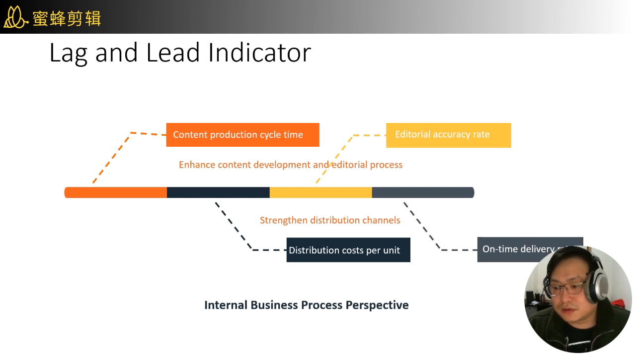For strengthening distribution channels, a lag indicator is the distribution cost per unit, indicating a historical cost for newspaper distribution. A lead indicator is the rate of on-time newspaper delivery, ensuring customers' satisfaction and meeting delivery deadlines.